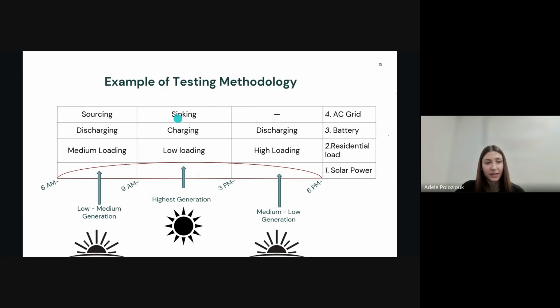And then during midday, it might actually start sinking energy. So in this case, the solar power has more than enough energy to provide the residential load. It's charging the battery and it's giving power back to the grid. And then it also can just not step in at all. Say just the power from the battery discharging is enough to help supply the load along with the solar power energy.